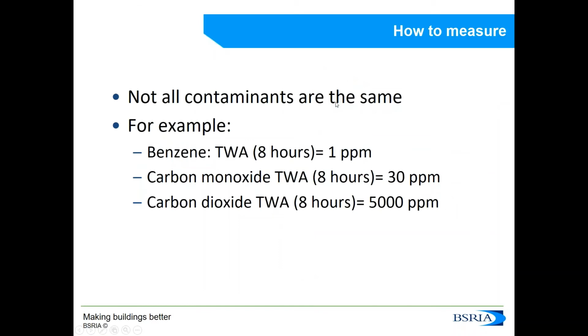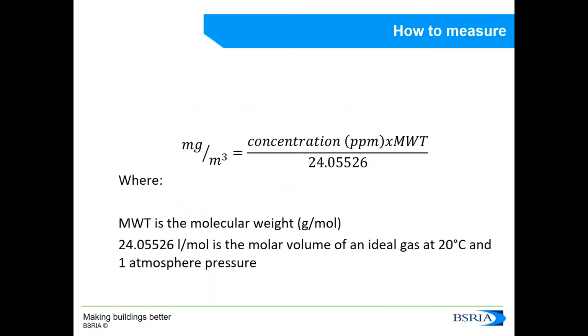So not all contaminants are the same. For example, we have spoken before about carbon monoxide, how it's dangerous at very low concentrations, and carbon dioxide is not dangerous at low concentrations. And there you have another one, for example, benzene, which has a TWA of 1 ppm, because it's quite a dangerous chemical.